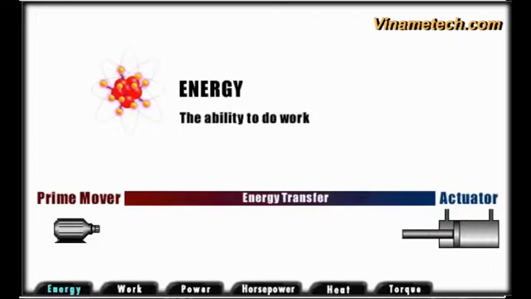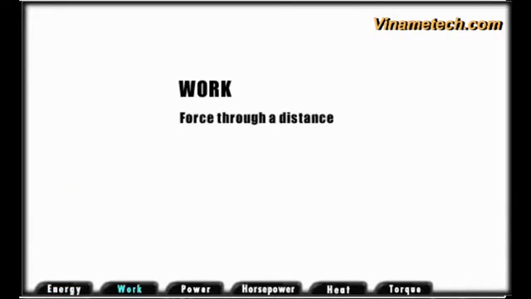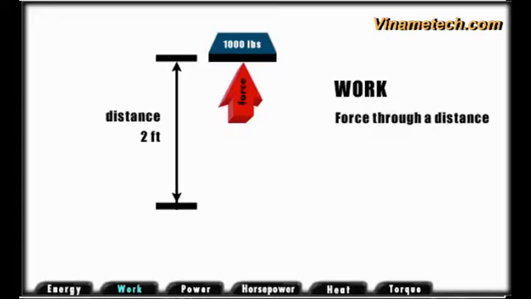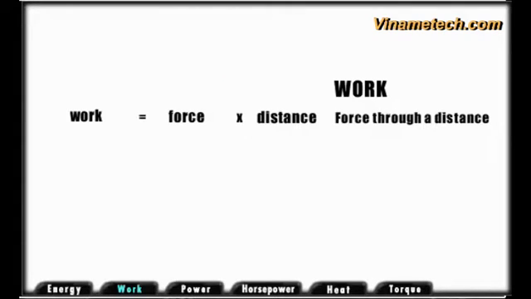Energy may be defined as the ability to do work. Work is defined as force through distance. If we move 1,000 pounds a distance of 2 feet, we have accomplished work. We measure the amount of work in foot-pounds. In our example, we have moved 1,000 pounds 2 feet or have accomplished 2,000 foot-pounds of work.